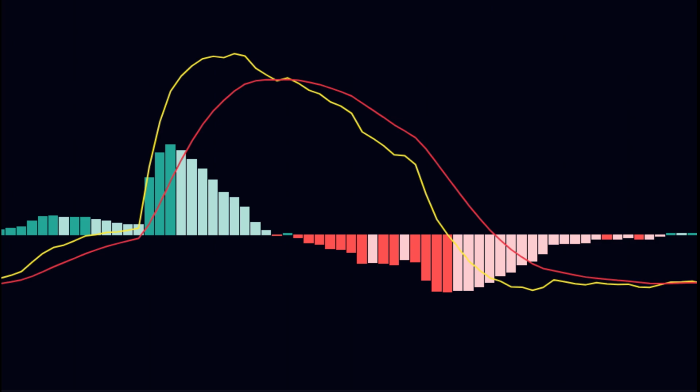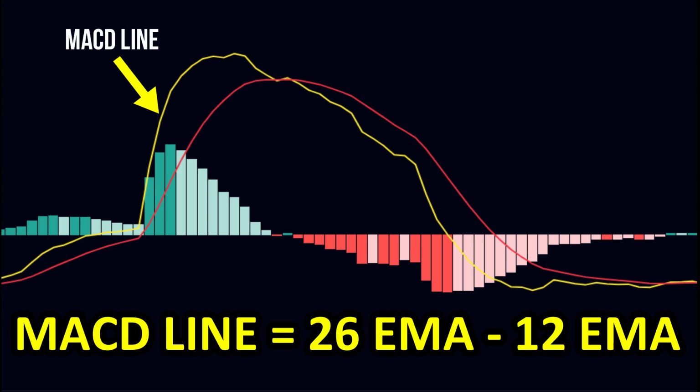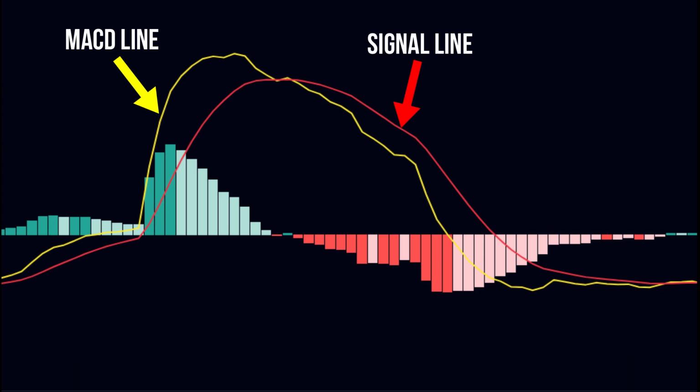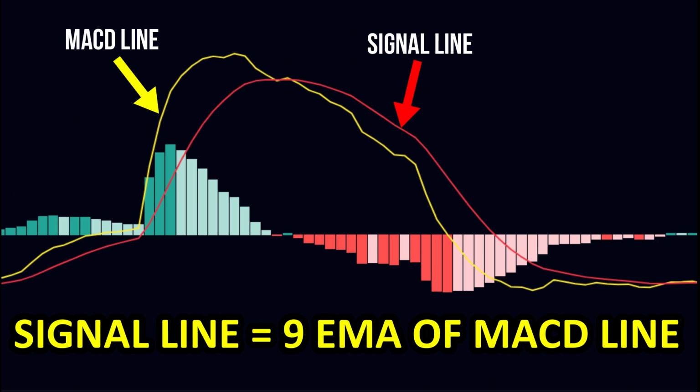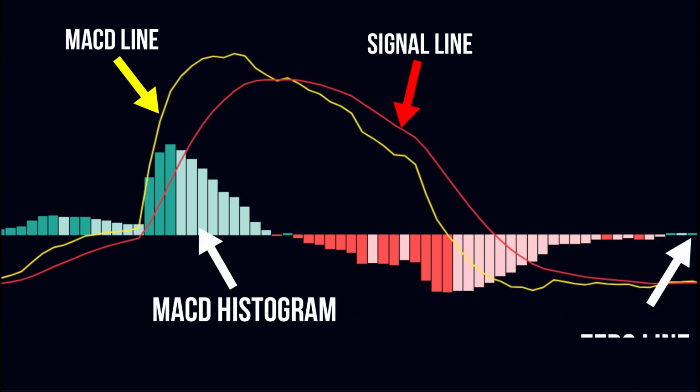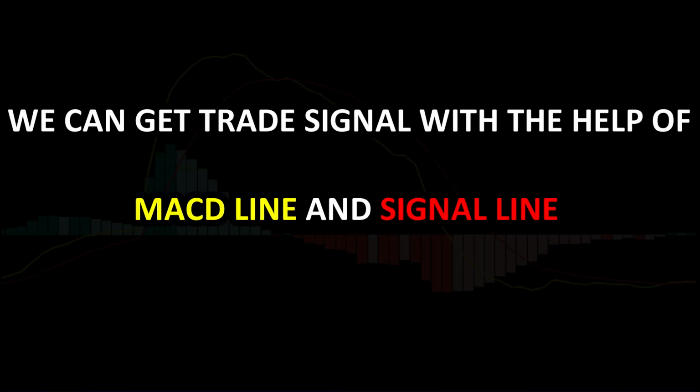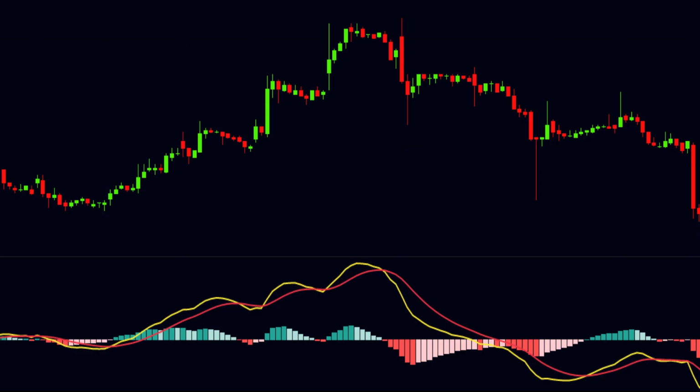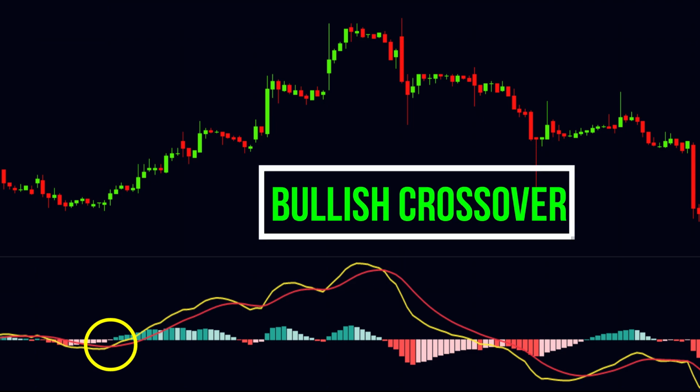As you can see in the chart, there are mainly four parts of MACD. First is the MACD line. It is calculated by the difference between 26 EMA and 12 EMA. Second is the signal line. It is the 9 EMA of the MACD line. Third is the MACD histogram, and fourth is the zero line. We can get trade signals with the help of the MACD line and signal line. Let me explain how. When the MACD line crosses over the signal line from downside to upside, it is called a bullish crossover, and during this we can get the buy signal.